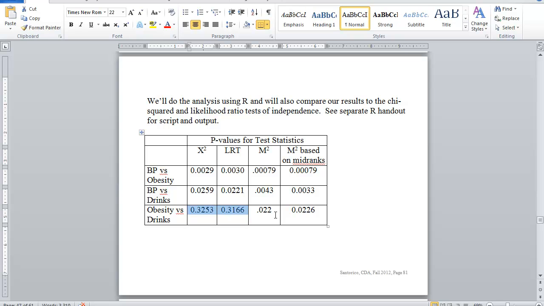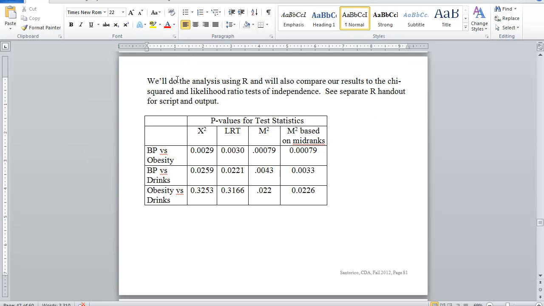If you had done an M-squared based on the ranks we came up with, or you had used your mid-ranks, you would have detected a trend between the two. So your p-values are around 0.02, right? So it's always important to rethink and look at, do I have any variables that might be ordinal in nature? And if they are, it's worth going through and testing based on that ordinal information.